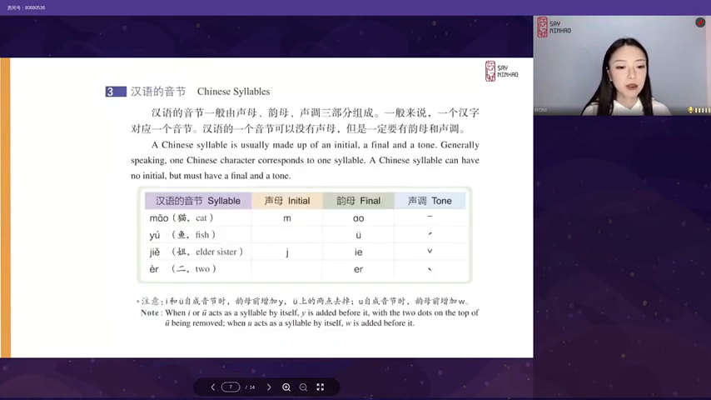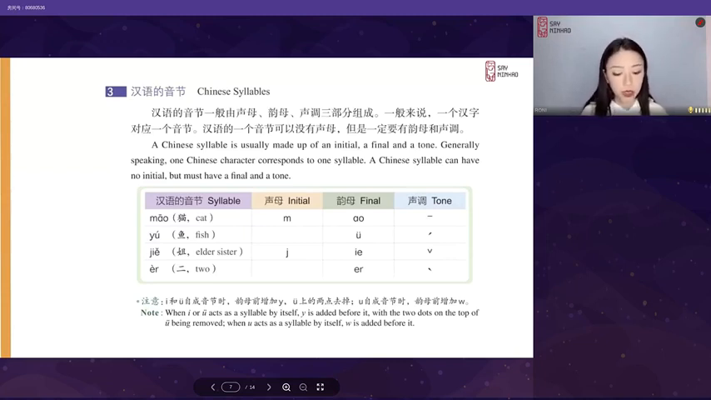And now we are going to learn Chinese syllables. We've already learned three basic parts of pinyin, which are initials, finals, and the tones on them. If we put these three parts together, then we can get a syllable. But sometimes a syllable can be there without an initial, but it must have a final and a tone, okay? So now let's see some examples first.